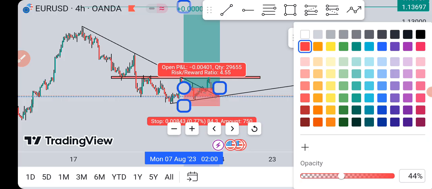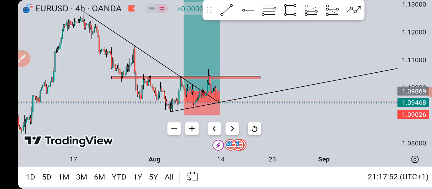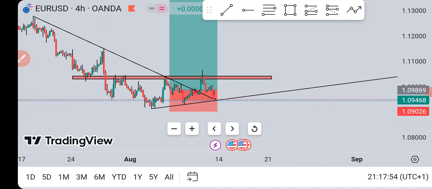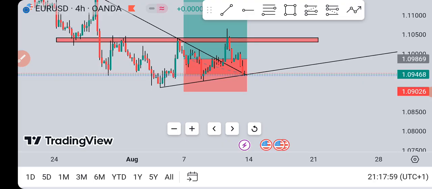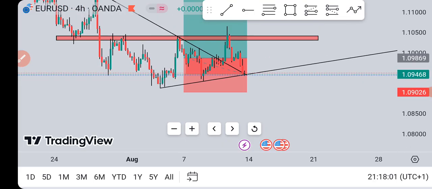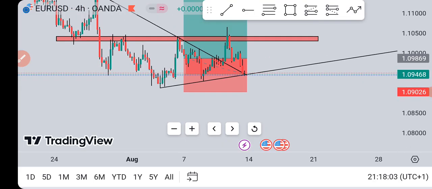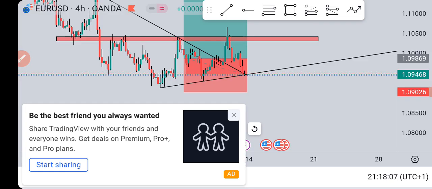Yeah. So let me put back my color to 55%. So this is my trade. I'm currently in a drawdown of about 40 pips, but I have a conservative stop loss. So let me show you my MT5 so that you know that I really placed this trade.